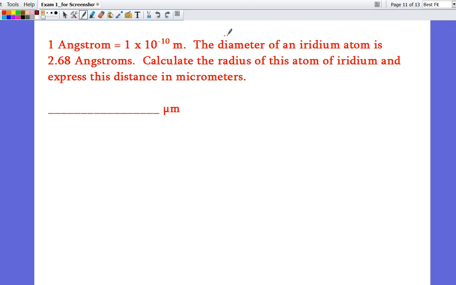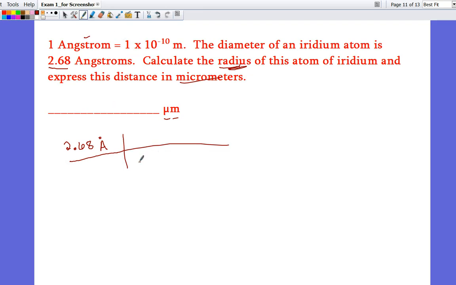Next, you're supposed to calculate the radius of an iridium atom, given the diameter is this many angstroms, and you're supposed to calculate it in micrometers, or micrometers, depending on how you say it. I used to say micrometers. But you look at this part here, you're starting out in units of angstrom, so this is really just a conversion problem. Then you're going to divide it by 2 from diameter to get the radius. So there's a good straight line.